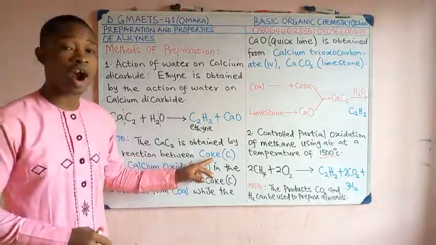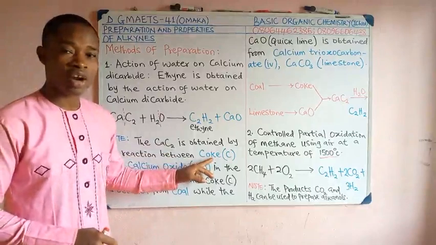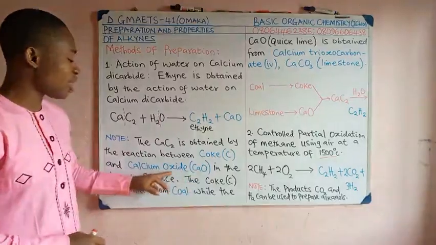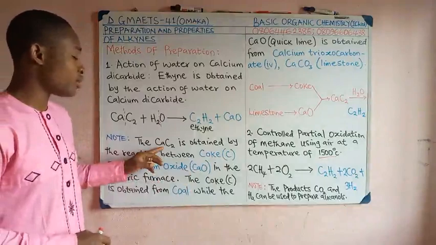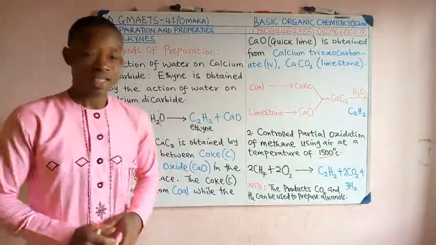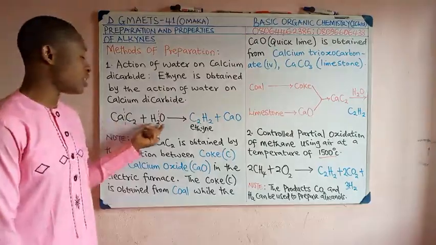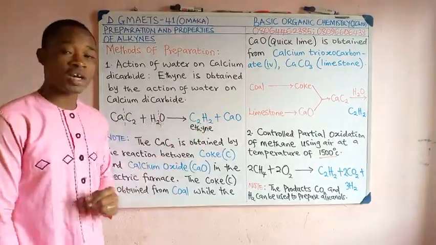Coke is an allotrope of carbon. Is that okay? So it reacts with this quicklime, calcium oxide, in this electric furnace, and then calcium dicarbide will be produced. So that is how we actually obtain this calcium dicarbide that reacts with water to give us ethyne.